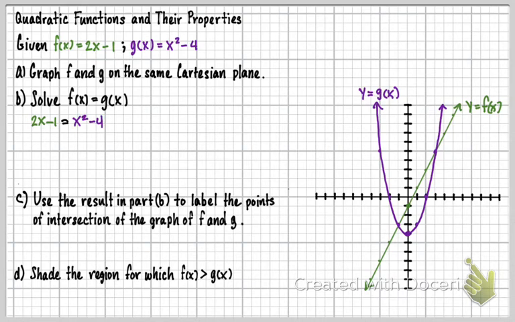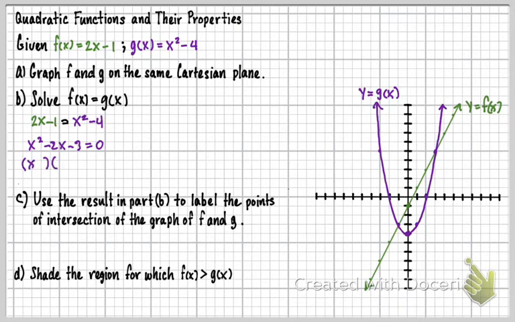And to do that, since I have a squared here, I have to get everything on the same side. So I'm going to move everything to the right. So it's going to end up being x squared minus 2x. And then when I move that 1 over, I'm going to have to add 1. So it's going to be minus 3, and that will equal 0. So now I just have to solve this equation. And this one actually factors nice.